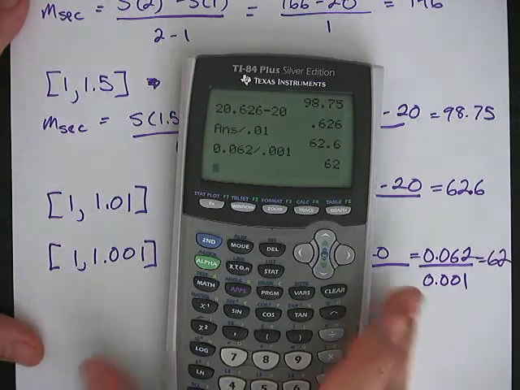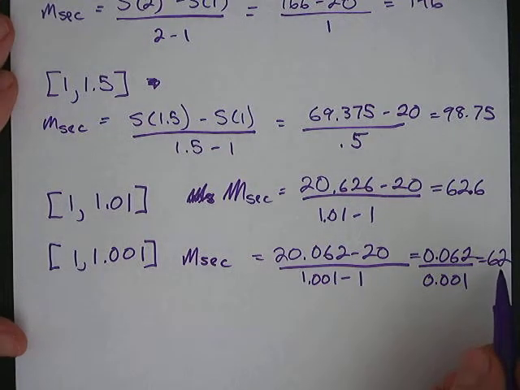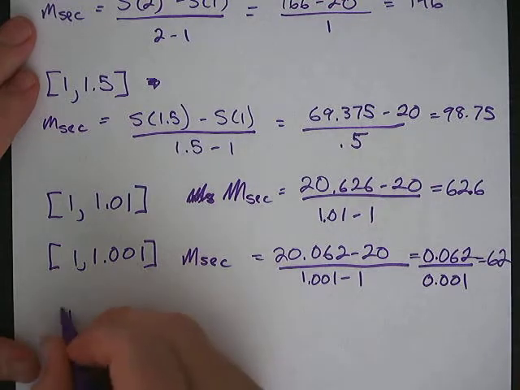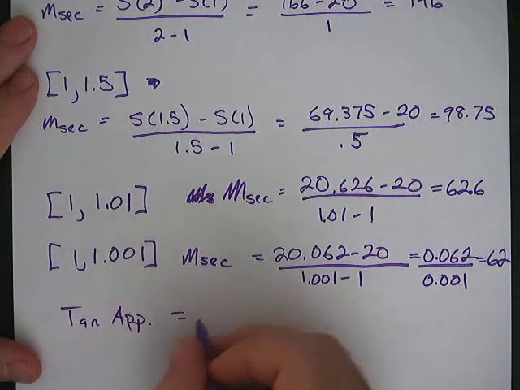So as we get closer and closer to that point, the conjecture we can make about the tangent line, which is the slope at 1, is that it's very close to 62. Okay, so tangent approximation equals 62.